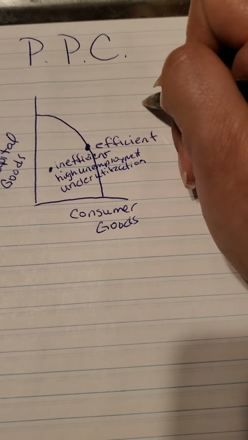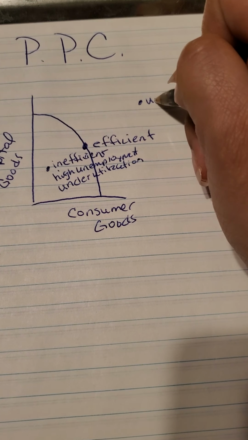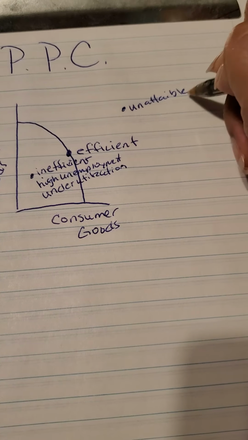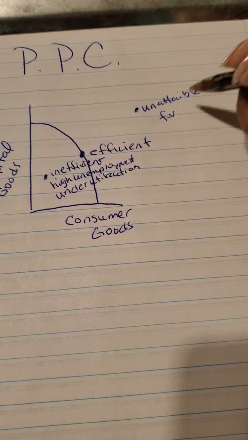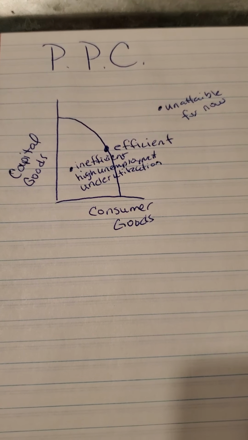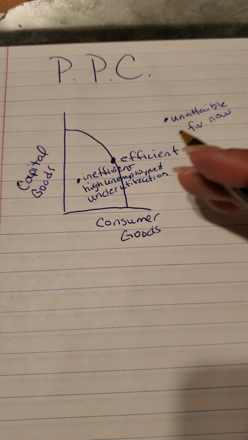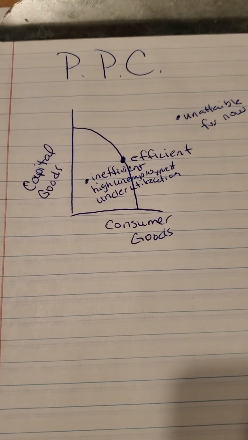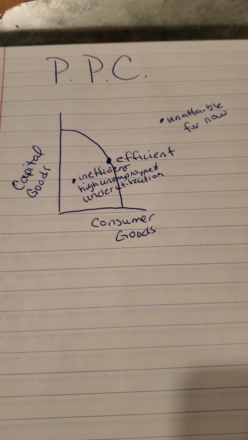Any point way out here is unattainable for now. Given our current resources, we can't get there just yet. Maybe if we come up with some kind of cool new technology, our curve would shift outward and we would be able to reach that point. But at this present time, given our current resources, it's unattainable for now.